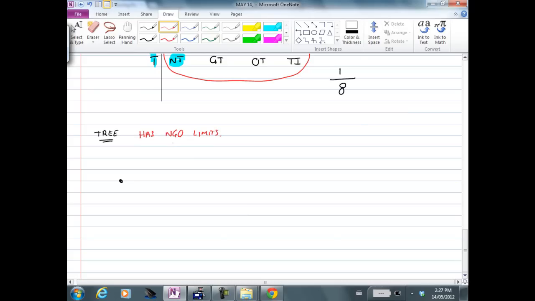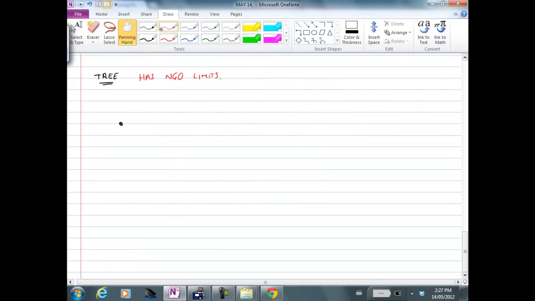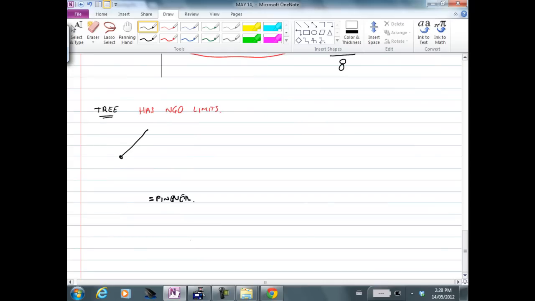Okay. Here is how a tree works. My first is the spinner. So I'm going to write down spinner here, just for now. A spinner, right off the bat, I know there are 4 outcomes. So starting at this dot, I want you to draw 4 lines branching out. 1, 2, 3, 4. This is my spinner. Each line represents a letter. So just put N, G, O, I. See, that's my spinner.